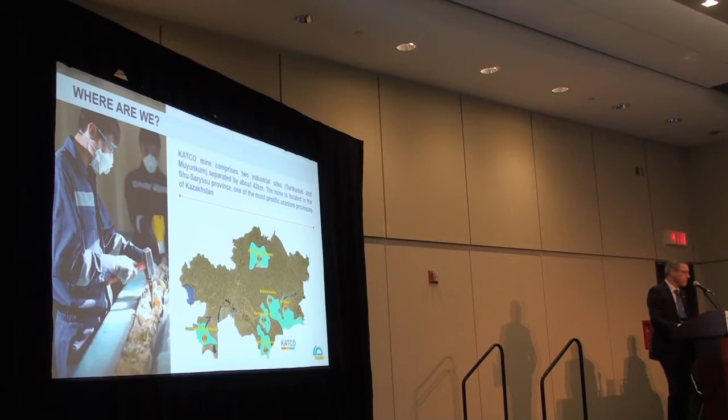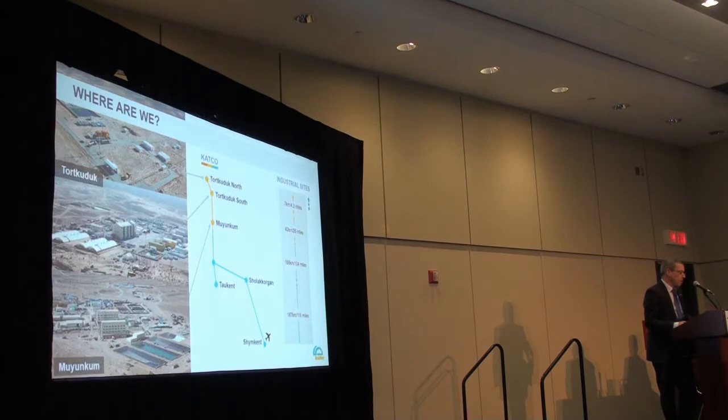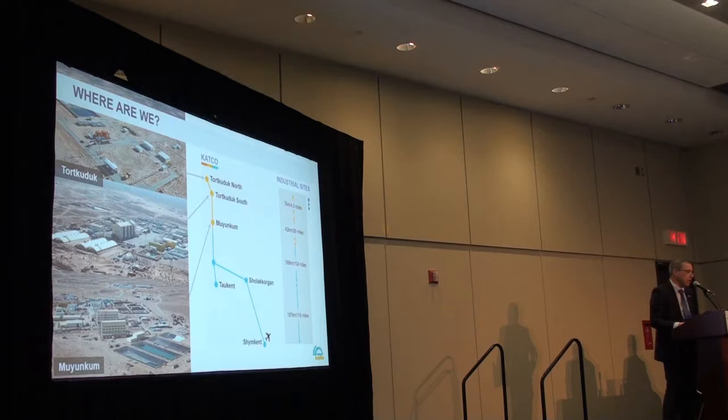Just to show where we are, a lot has been said before about Kazakhstan, the uranium reserves, etc., so I will not comment. We are in the Shu-Sarysu basin, which holds about 60% of the Kazakhstani resources, and it's one of the most prolific uranium provinces in Kazakhstan. We are north-northeast of Shymkent, about 380 to 400 kilometers, in the South Kazakhstan region, Oblast in Russian.